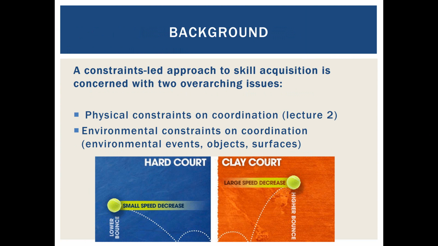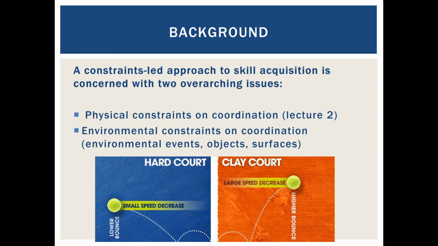Now, this is the last piece of the puzzle, as I said, to understanding the constraints approach to skill acquisition. Once you understand how this theory is different from the traditional theories, how physical constraints act upon our ability to perform motor skills, and how informational constraints act upon our ability to perform motor skills, you can apply the constraints approach to skill acquisition.